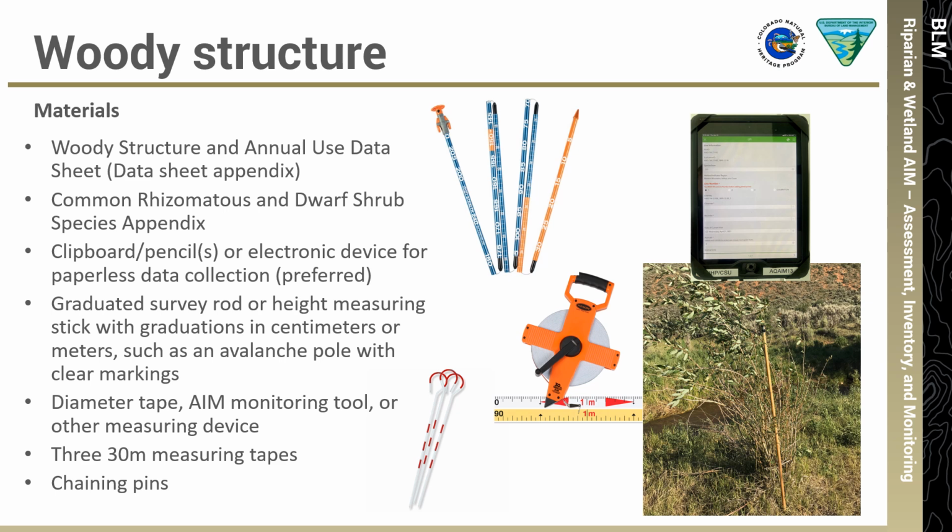To collect data on woody structure, you will need the Woody Structure and Annual Use Datasheet found in the Datasheet Appendix, a clipboard and pencils, or an electronic device for paperless data collection, a graduated survey rod or height measuring stick with graduations in centimeters or meters, such as an avalanche pole with clear markings, a diameter tape, an AIM monitoring tool, or other small measuring device, 3 30-meter measuring tapes, and chaining pins to secure the transects.